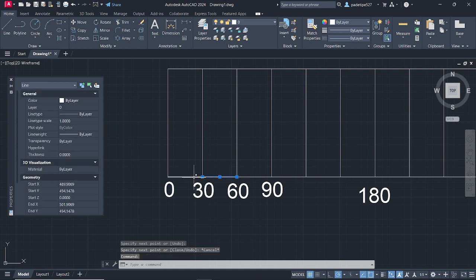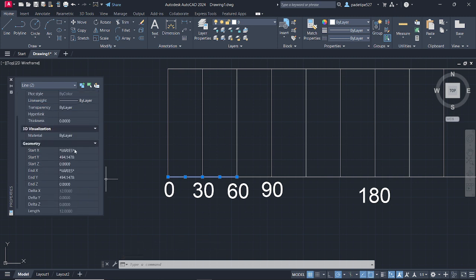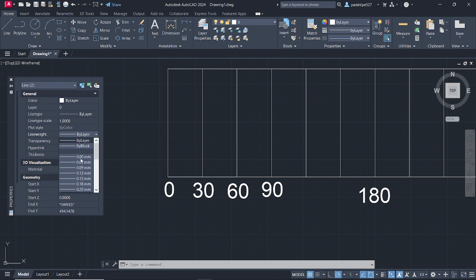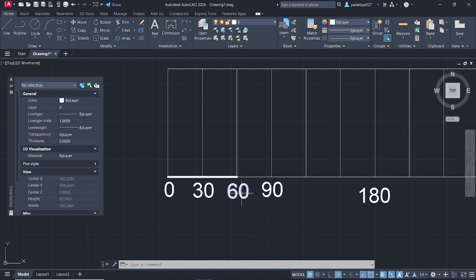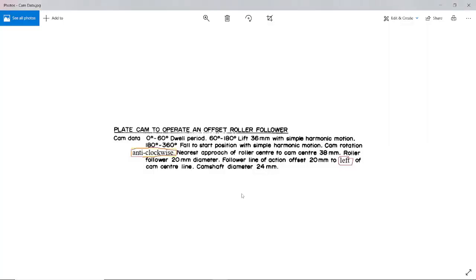So what I'm going to do now is this. The line weights, I'm going to make that a bit thick and make it 0.6. Put this on. Good. So we have that. That's the dwell, right? Now the next part is this. They said from 60 to 180 we have a lift of 36 millimeter with simple harmonic motion.